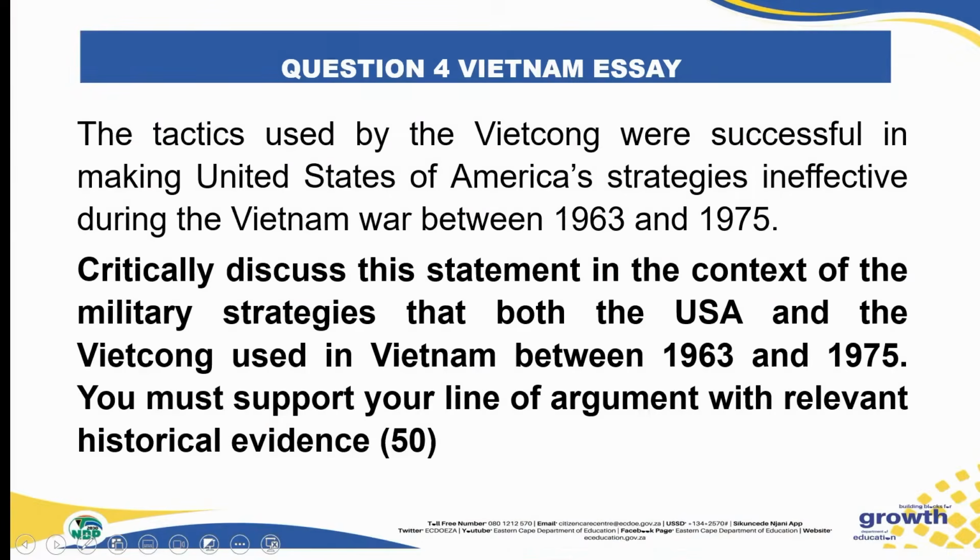The tactics used by the Viet Cong were successful in making United States of America strategies ineffective during the Vietnam War between 1963 and 1975. Critically discuss the statement in the context of the military strategies that both the United States of America and the Viet Cong used in Vietnam between 1963 and 1975. You must support your line of argument with relevant historical evidence.